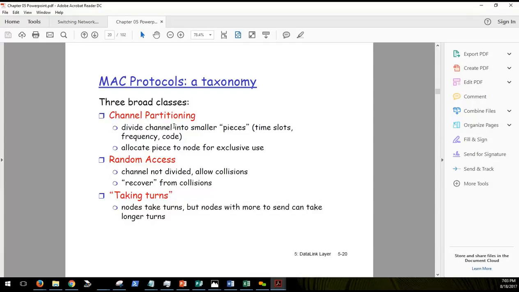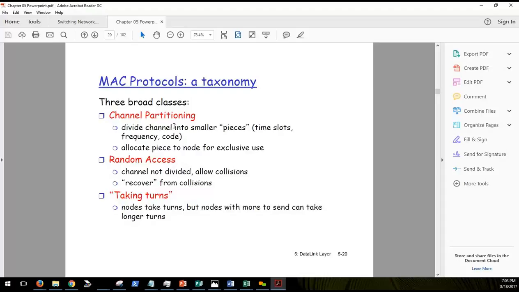Random access: the channel is not divided, but it's allowed to have collisions. The typical old-style Ethernet is random access. Channel partitioning is something that we often see with, did you ever have DSL in your home? Once. It was back in 1998. Right. DSL uses channel partitioning, and we'll talk about how that works.